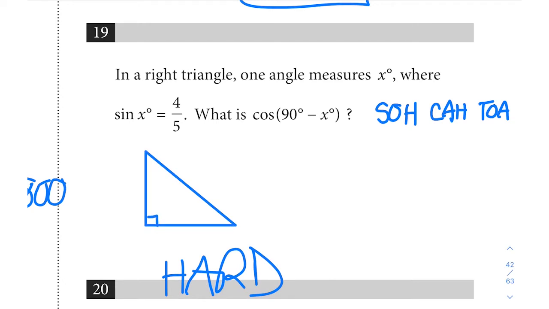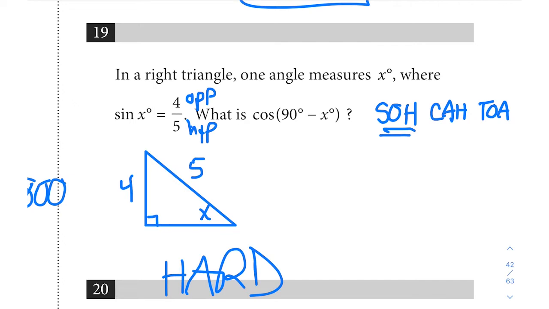So it's a right triangle. And let's see what we can label. So if we call this x, the sine of x using SOHCAHTOA is opposite over hypotenuse. So that means that this would be our opposite, and this would be our hypotenuse down here. So this could be 4, and this could be 5.